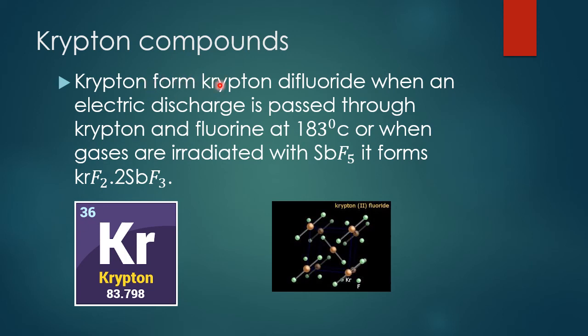Krypton forms krypton difluoride when an electric discharge is passed through krypton and fluorine and the temperature maintained is -183 degrees Celsius. Or when the gas, krypton difluoride, is irradiated with antimony pentafluoride, this can also give you another addition product called KrF2.2SbF5. That is the pentafluoride of antimony will join with this krypton difluoride.